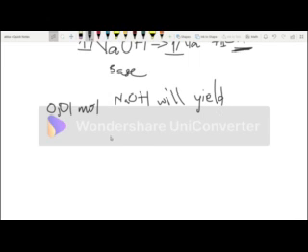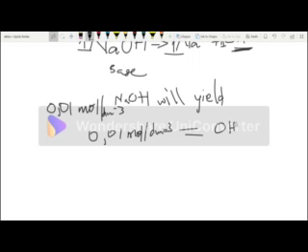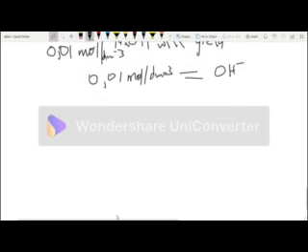what? 0.01 mole. It's mole per decimeter cubed. Even here it's per decimeter cubed. Of what? Of the OH, the hydroxide, like this. So now this is what we need to look at.